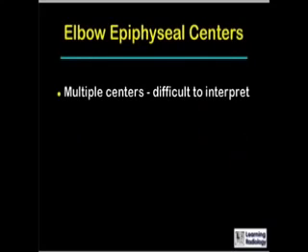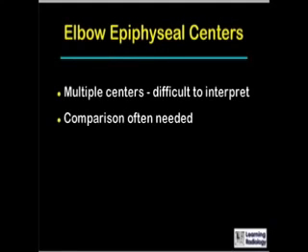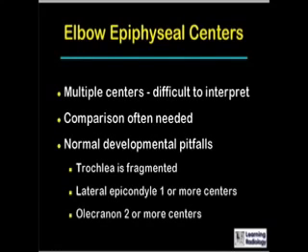Pediatric elbow injuries can be difficult to diagnose because of the multiple ossification centers around the elbow. The elbow is probably the joint in which it is most helpful to obtain the opposite side for comparison. There are some normal developmental pitfalls to avoid. The trochlea, for example, is usually fragmented when it ossifies. The lateral epicondyle has one or more ossification centers, and the olecranon frequently has two or more ossification centers.